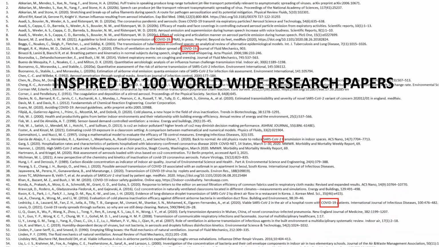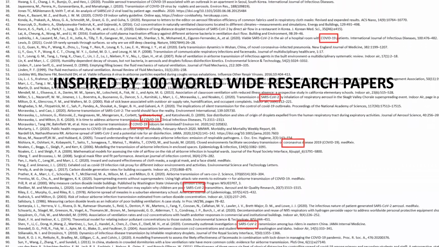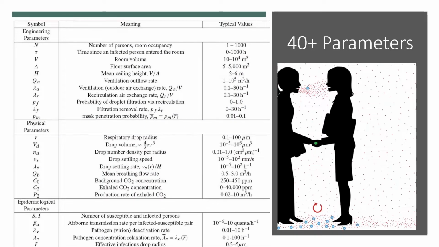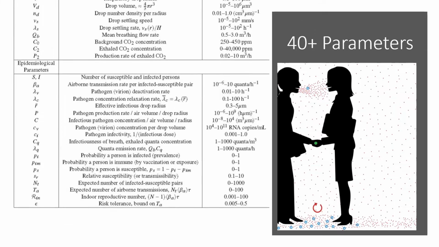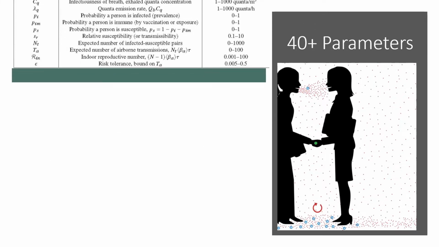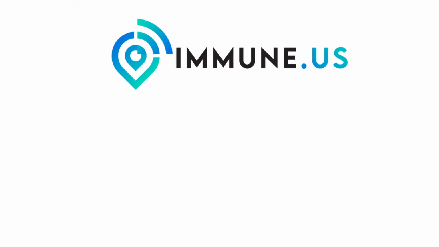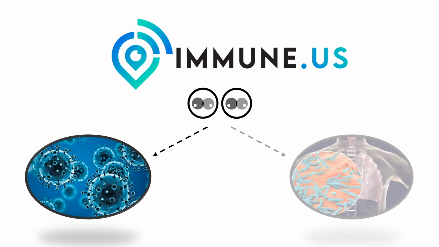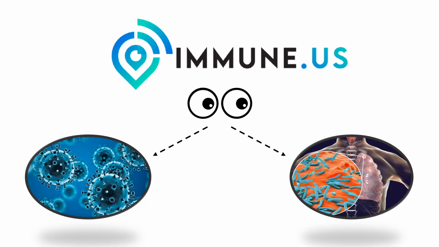The AI algorithms behind Immune.us have been inspired and proven by hundreds of prestigious research papers, and have integrated more than 40 parameters, including the infection rates and the vaccination rates of the local population. Therefore, after tuning the parameters, Immune.us can be used not only for COVID-19, but also for other respiratory diseases.